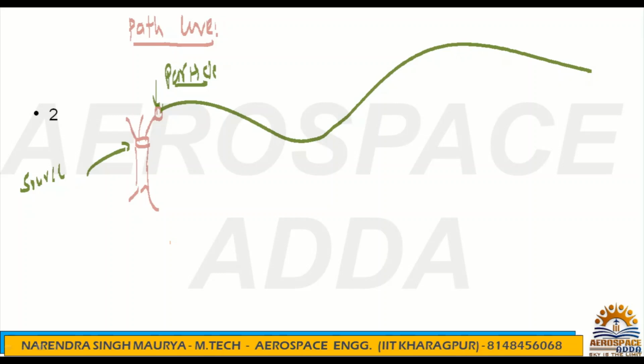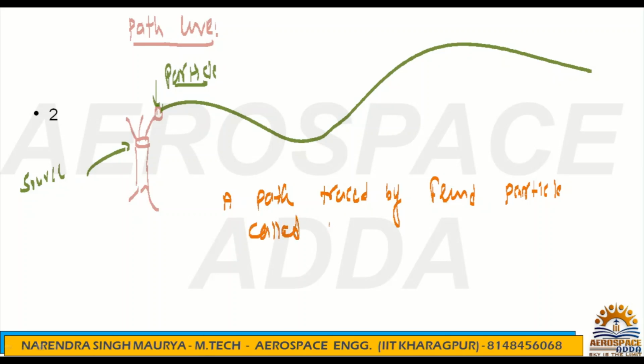So the simple definition: a path traced by a fluid particle is called a path line. Always remember the path line. This is the number one point.